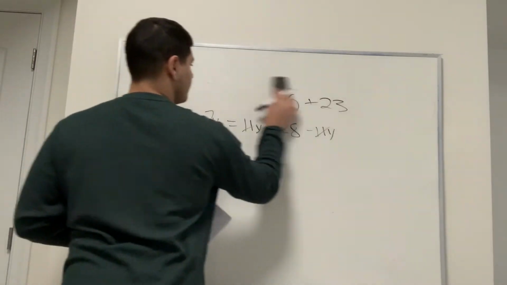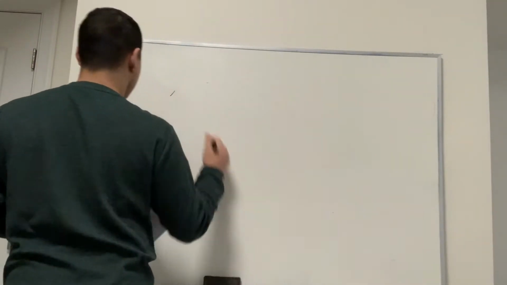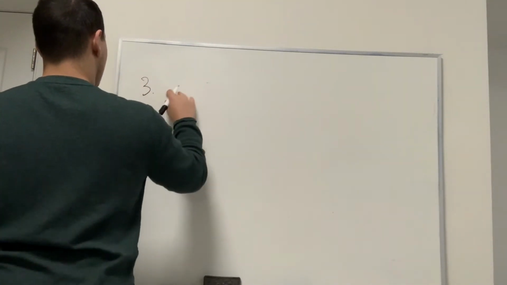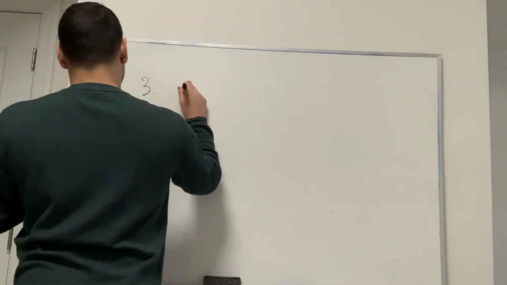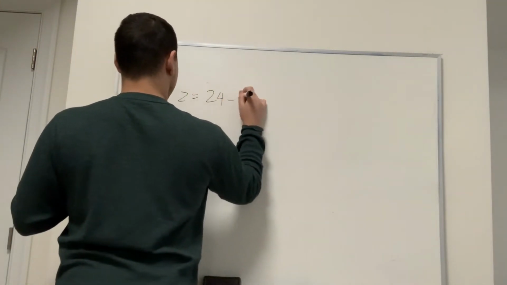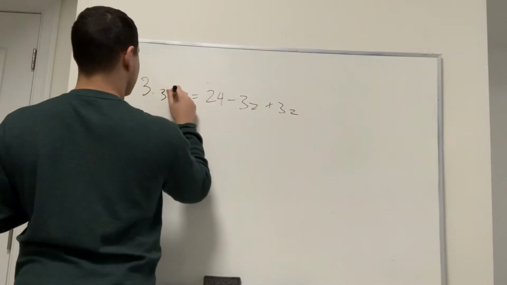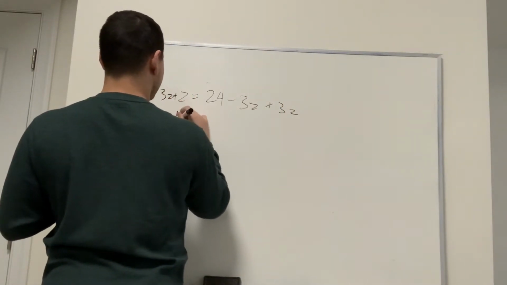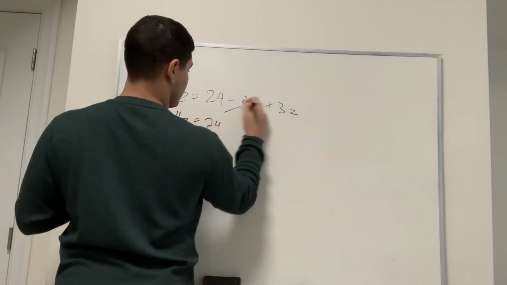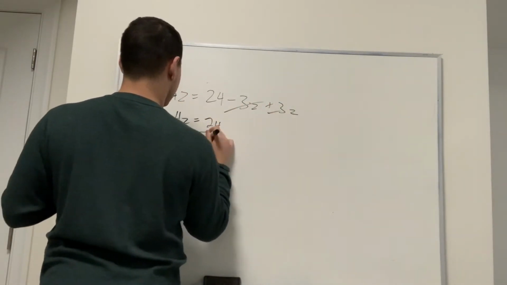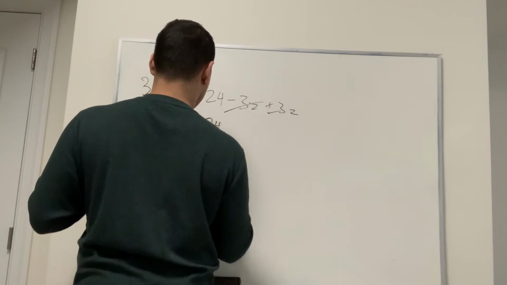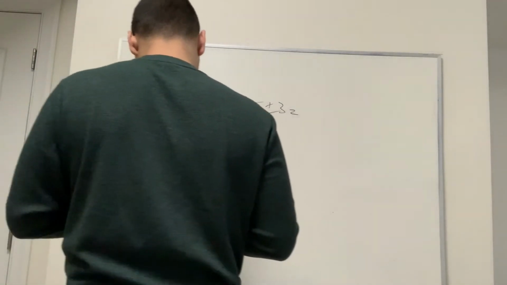Number 3. So you have z equals 24 minus 3z. Add 3z to each side. You get 4z equals 24. Divide by 4, you get z equals 6. Okay, so that's the warm-up.